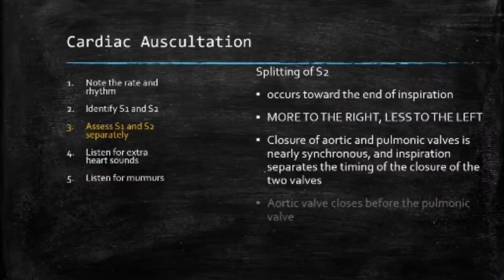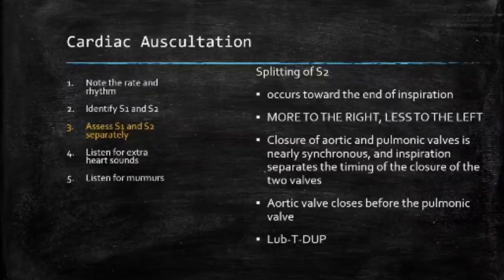two valves. So during inspiration, more volume is pushed to the vena cava, which increases the right ventricular volume. The increased volume prolongs right ventricular systole and delays the pulmonic valve closure, while on the left ventricle, during inspiration, more blood is sequestered in the lungs, resulting in lesser volume of blood in the left ventricle, allowing earlier closure of the aortic valve. And it will be heard as lub-tidup, lub-tidup, lub-tidup.